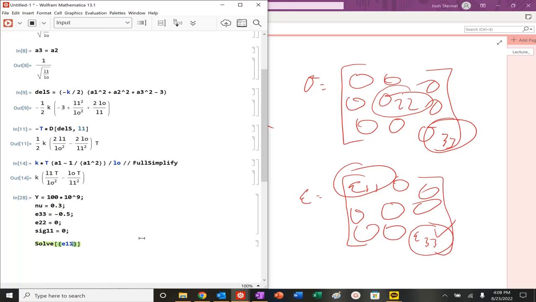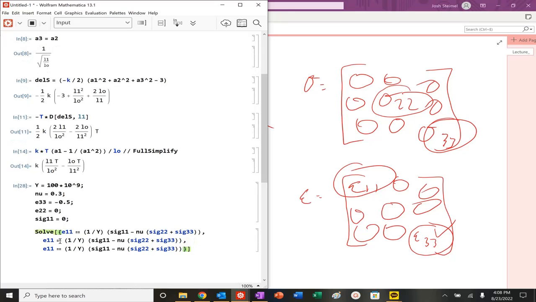That means I need 3 equations. E11 is equal to what? 1 over E times sig11 minus nu times sig22 plus sig33. And I'm going to copy this. 3 equations. I know E22. So this should be sig22, 1-1. This should be 3-3. This should be 3-3. This should be 1-1. And I'm solving for what? I'm going to solve, note the double equal sign in case you have any mathematical errors. I'm solving for E11, sig22, sig33.